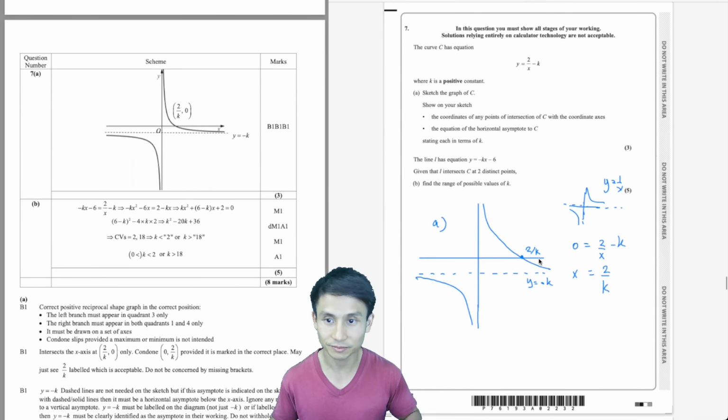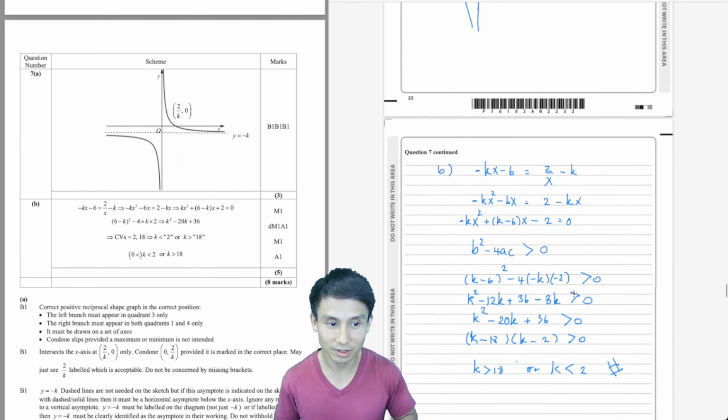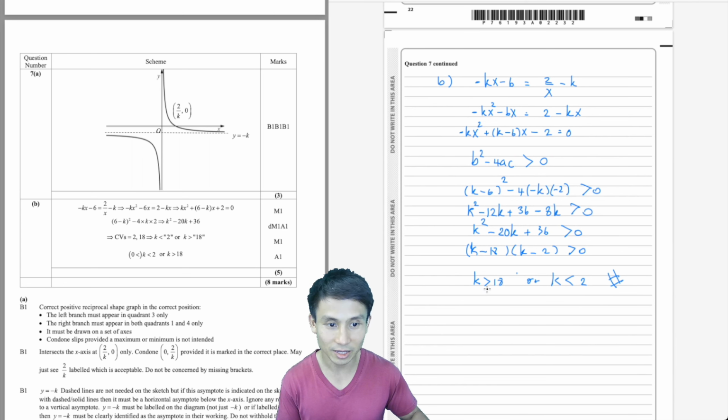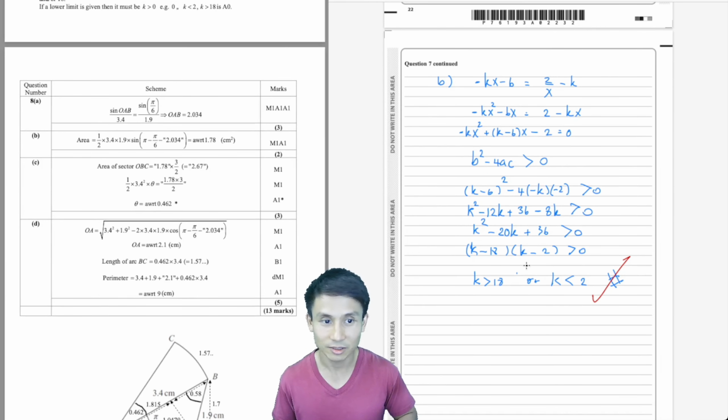7a, I got the graph, which has the asymptote of y equals x. That's the intercept, so I got all fine there. The inequality, x greater than 18, x less than 2. So I didn't need the greater than 0 there because they have brackets. So I think I'm fine with that.